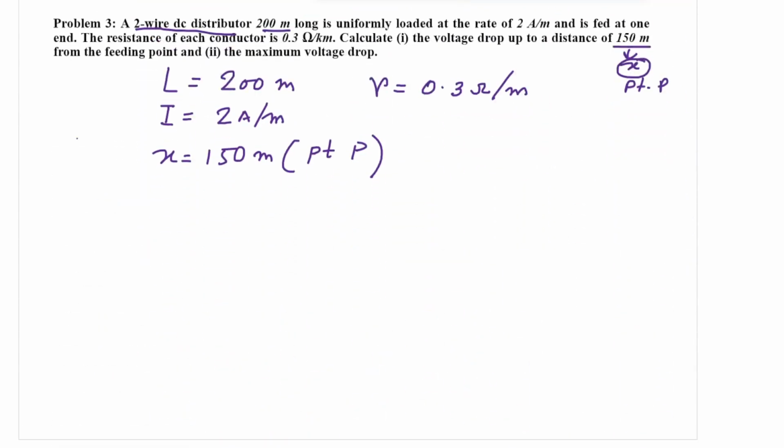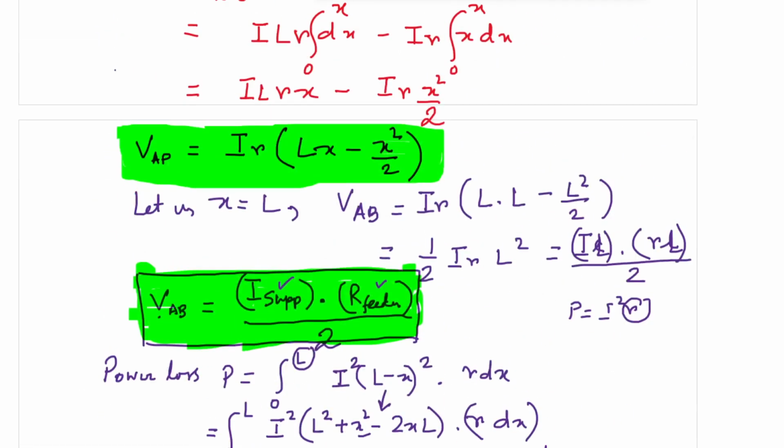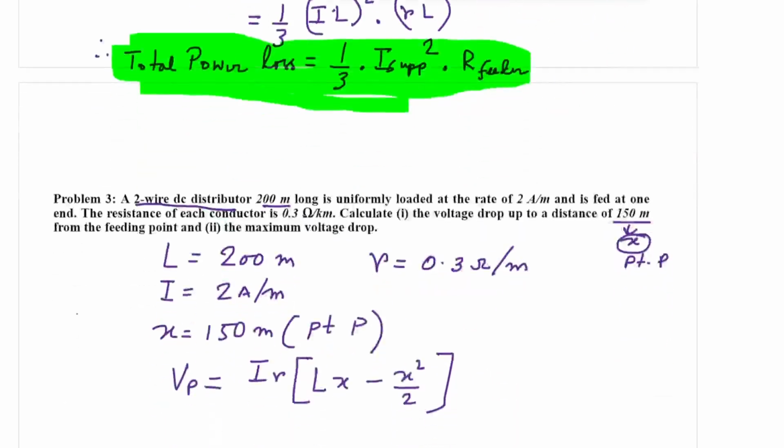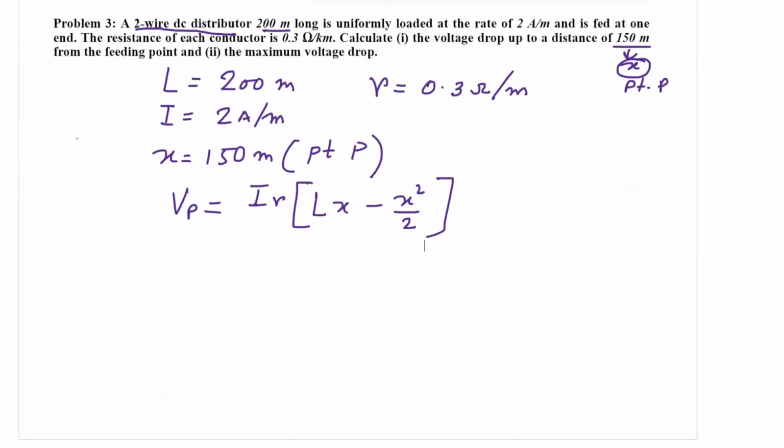So now we should write the expression. What is Vp? It is written in this way. It is exactly this expression. Now what are we going to write? It should be I into R, then L into X minus X square by 2. Let me check. Yes, this is the exact expression. So one by one we should enter the data. I is equal to 2 ampere per meter.